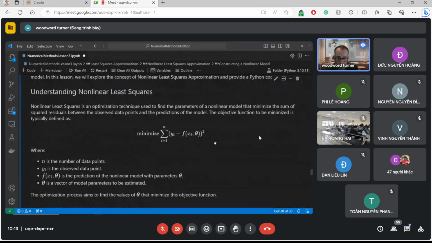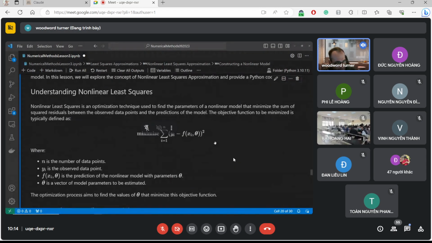All right, nonlinear least squares is an optimization technique used to find the parameters of a nonlinear model that minimize the sum of the squared residuals, as before, between the observed data points and the predictions of the model. Okay, so I have this sentence here about the objective function, right? The objective function is just the thing that we want to minimize. Sometimes it's called the loss function.